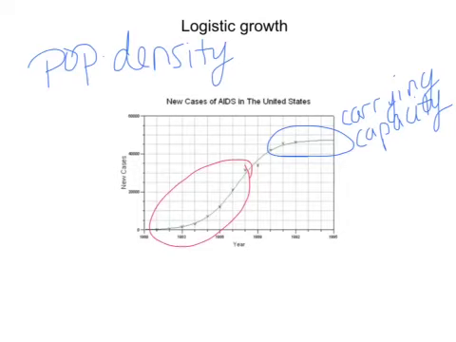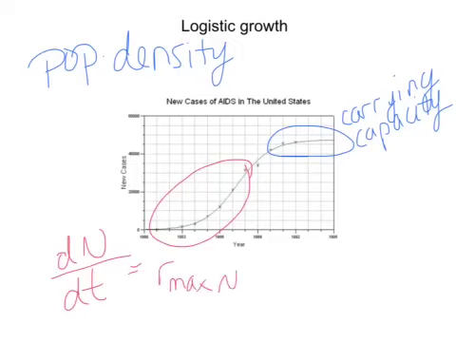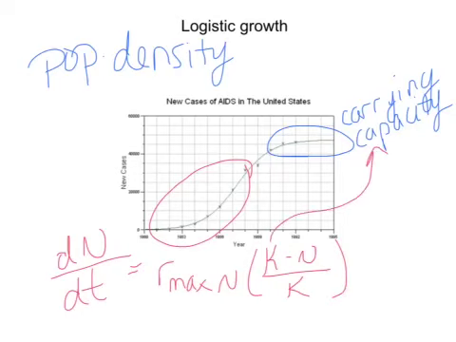At some point in time, density-dependent factors are going to become an issue. The fact that there are so many organisms in one place is going to become a problem. The equation for this one looks like, so the change in the population size over the change in time is equal to that growth rate, our per capita growth rate, and then we factor in the carrying capacity. K represents carrying capacity.